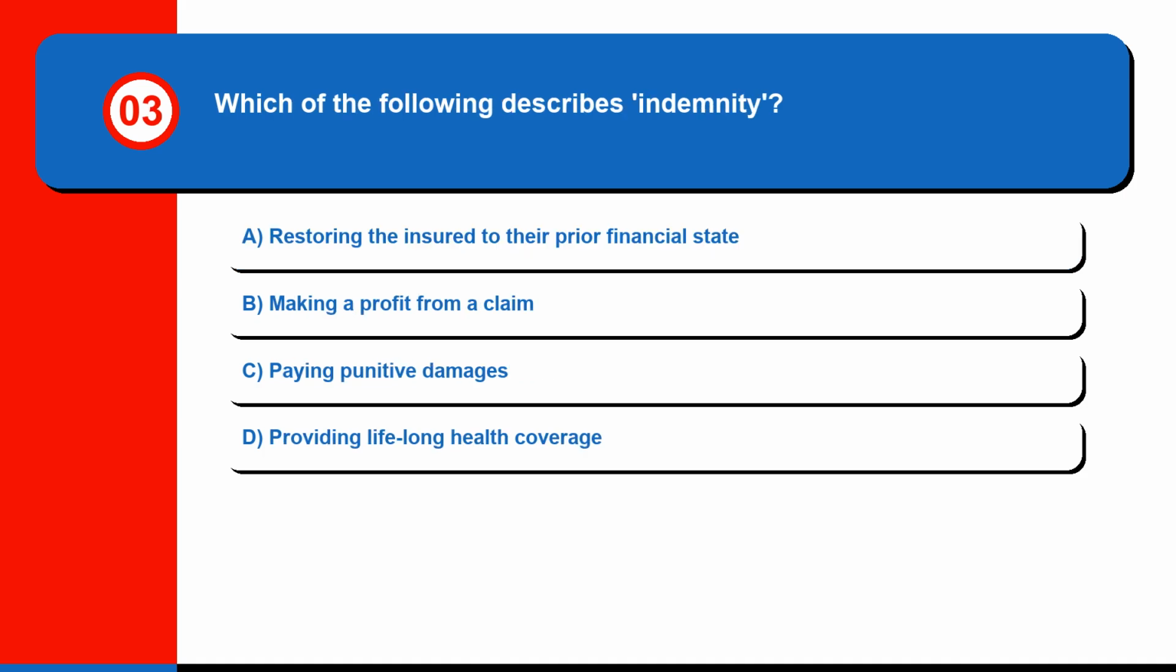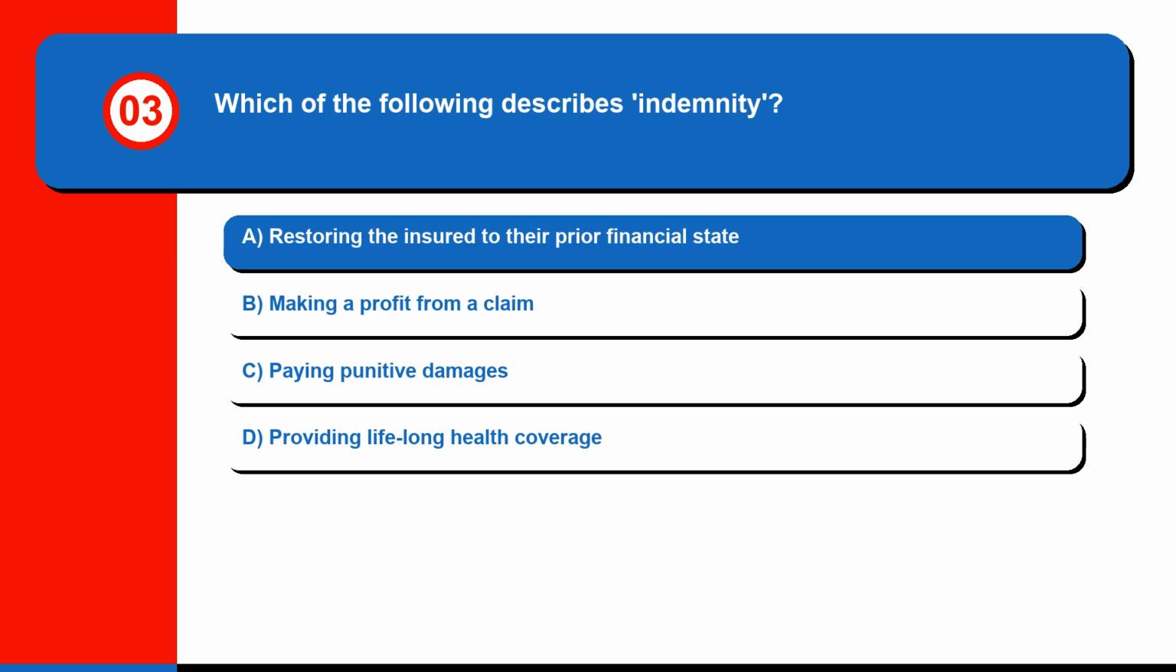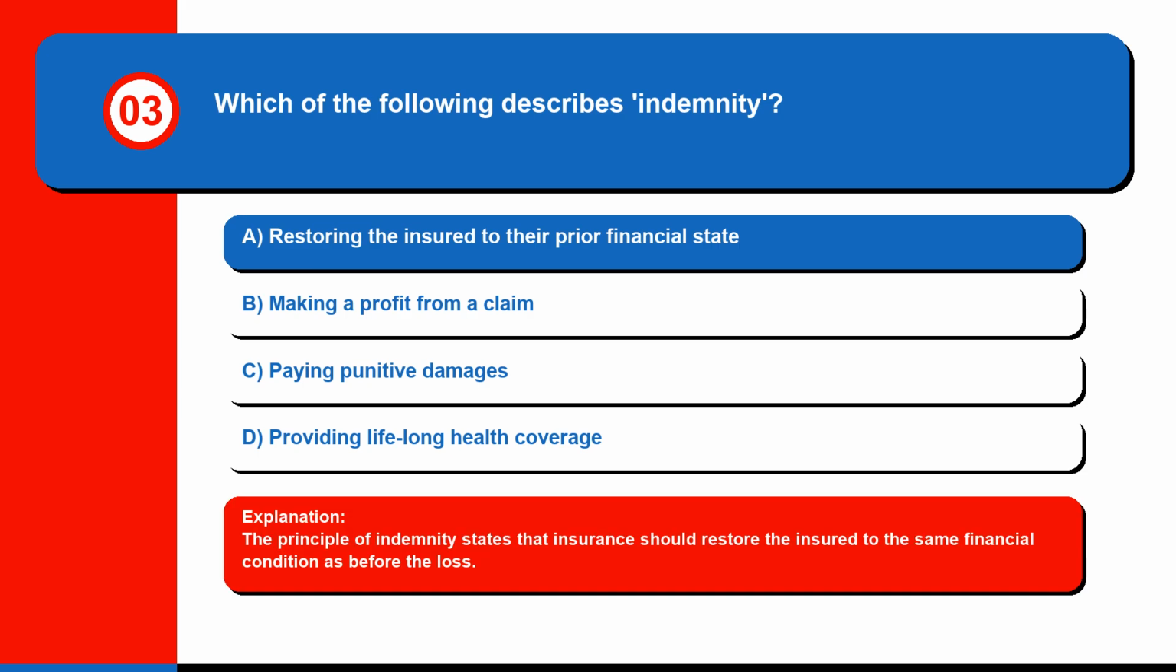Question 3. Which of the following describes indemnity? A. Restoring the insured to their prior financial state. B. Making a profit from a claim. C. Paying punitive damages. Or D. Providing lifelong health coverage. The correct answer is A. Restoring the insured to their prior financial state. The principle of indemnity states that insurance should restore the insured to the same financial condition as before the loss.